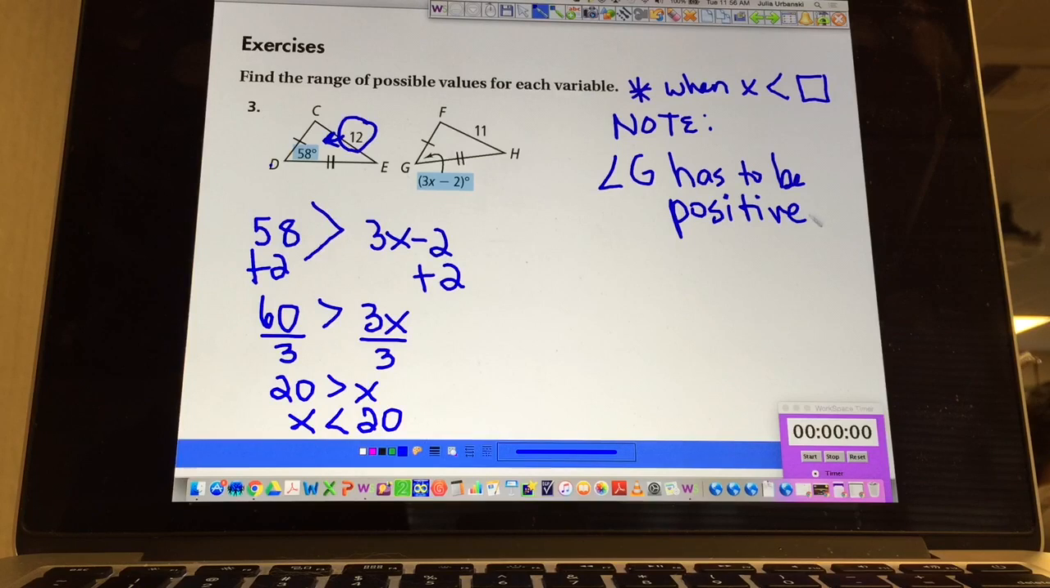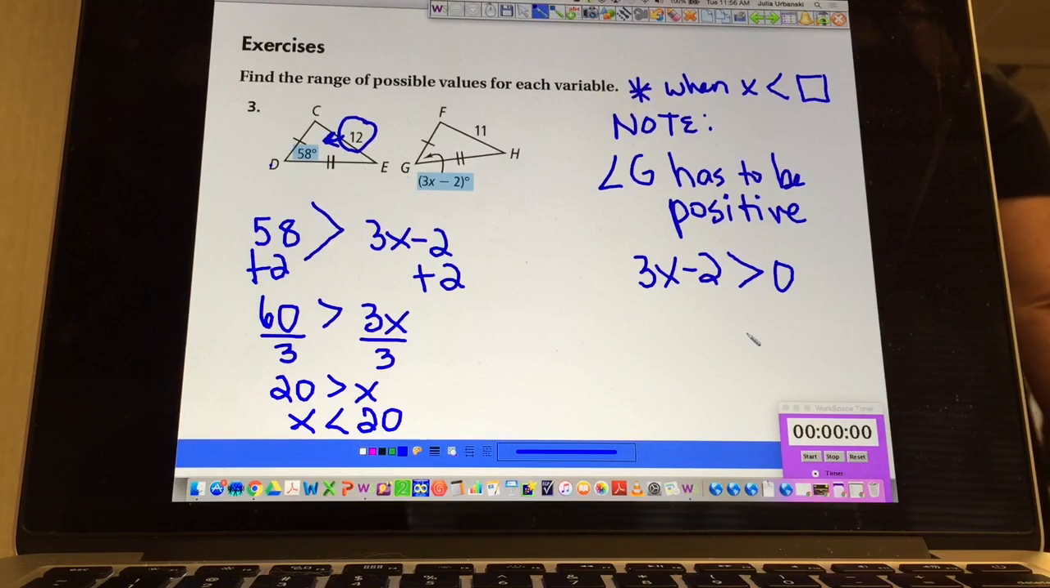That's the little note you have to deal with. Angle G has to be positive. We already know angle D is. 58 is not going to change, but this one depends upon the X. If I try any number, they won't all work, so I have to find the boundary. 3x minus 2, that's what angle G is, and I have to say that that has to be greater than 0. That's what positive means. It's not 0 and it's not negative. It's not smaller than 0. So to be positive, you're greater than 0. Add 2 to both sides. Divide both sides by 3.